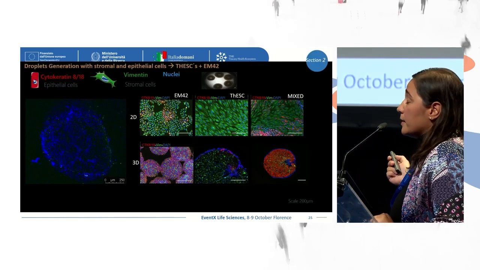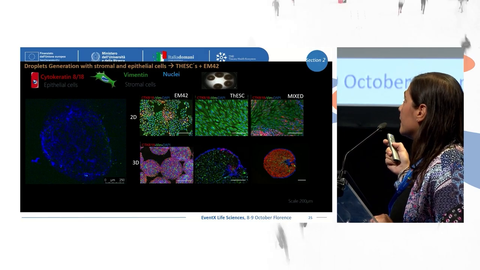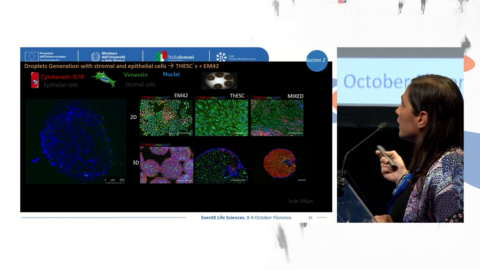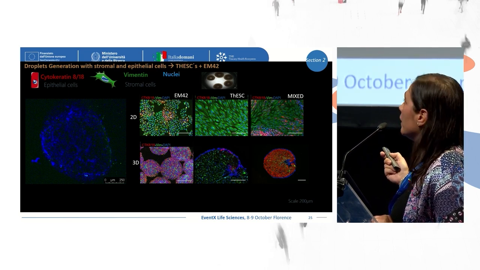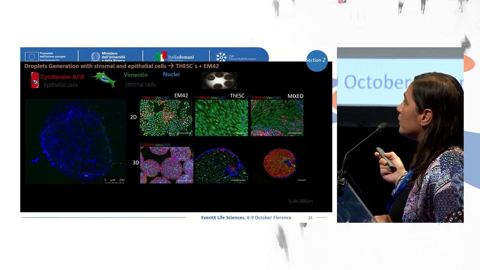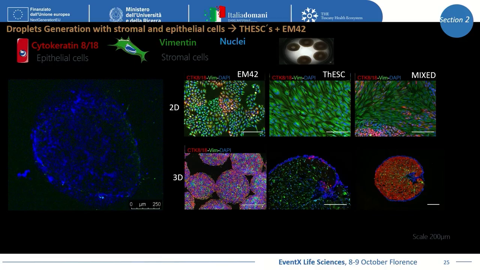Then we characterized our 3D model made by stromal and epithelial cells. And we were surprised because we bought this cell line, EM42, which should be an epithelial cell line, but we analyzed the marker of stromal cells, vimentin, and cytokeratin 18 for the epithelial part. And we saw that this was a mixed cell line. Then we used this stromal cell line and we mixed to make the 3D model. And this was the droplet that we generated.